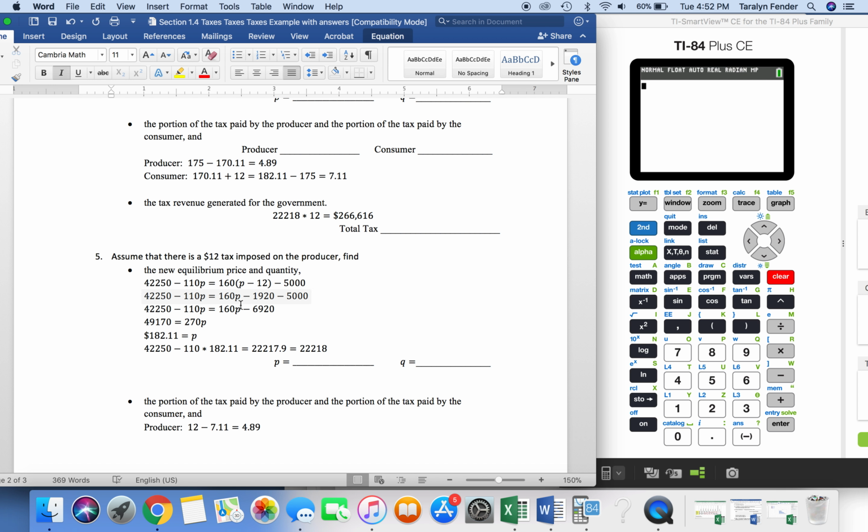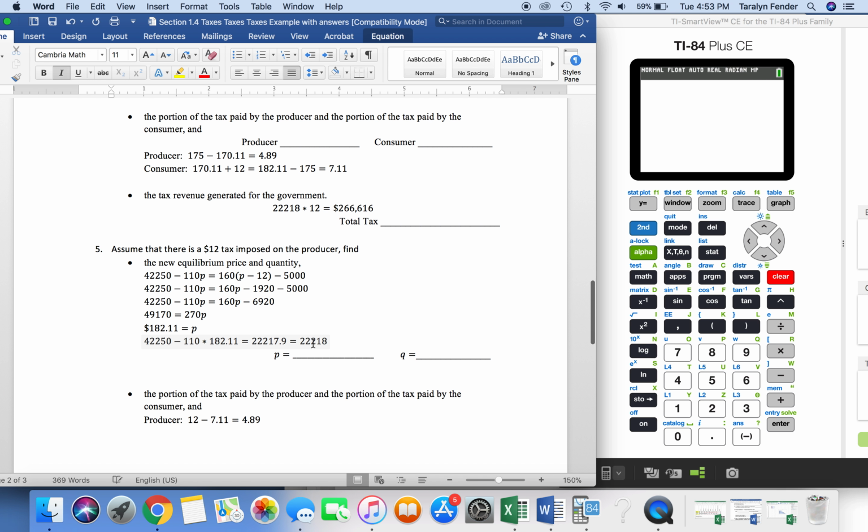We will apply the same principle to the producer with the set $12 tax, but now we remember that the producer is not going to get as much money. So we have the original equation, we put in the $12 because his price is going to be subtracted by $12, and we simplify the equation, solve it, and we have the new price as $182.11. We plug that in to get the quantity at that price, and it is 22,218, which is exactly the same as what we found in number 4.